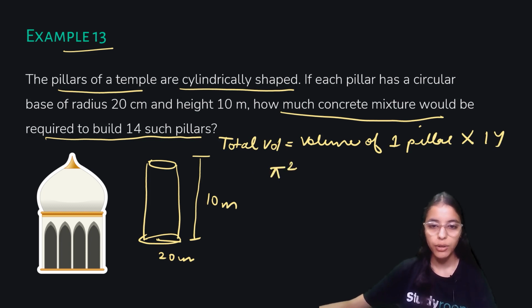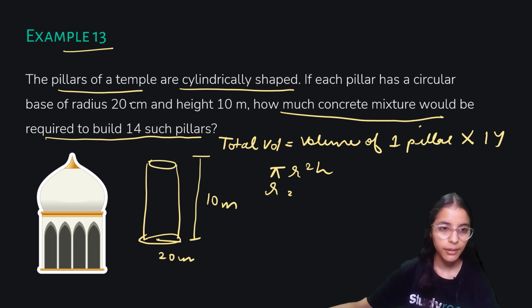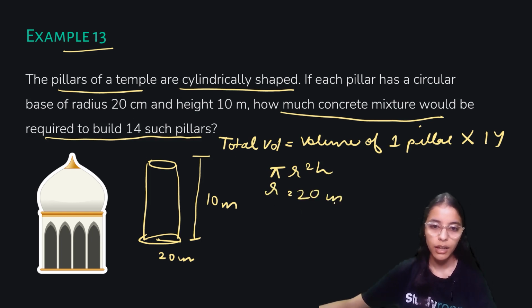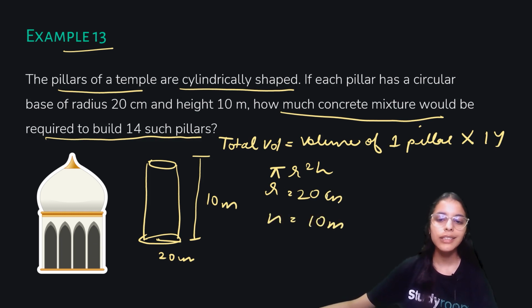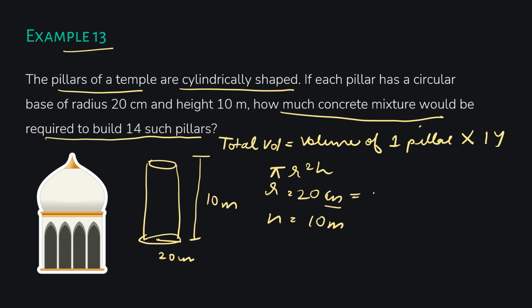To find it, we have to write out the formula, which is pi r square h, where r is given to be 20 centimeter and height is given as 10 meter. Now r is in centimeter, height is in meter. We'll convert one of them into another unit. That is, let me convert centimeter into meter. To do that, we just have to divide by 100. When we divide by 100, we'll get 2 by 10. I'll leave it as 2 by 10, not convert it into 1 by 5 because it makes our calculation easier, right?